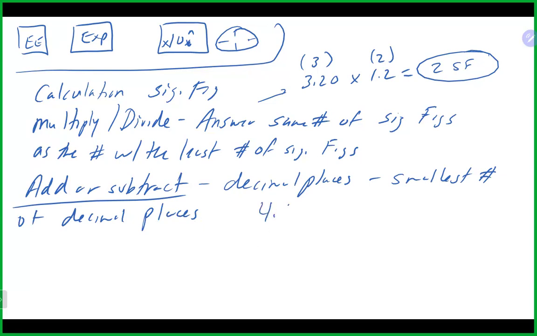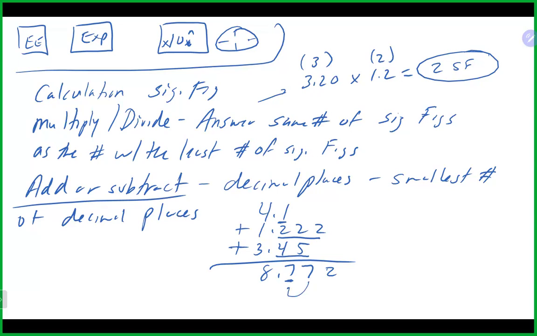So if you added together 4.1 plus 1.222 plus 3.45, and you put them together, 8.772. Here it has 1 decimal place, 3 decimal places, and 2 decimal places. We would go here to 1 decimal place in this case. We would have to look at the number next to it, and we would round in this case to 8.8. Remember that has 1 decimal place, but it has 2 significant figures, which might be important if you're going to take that and maybe do multiplying or dividing with it.